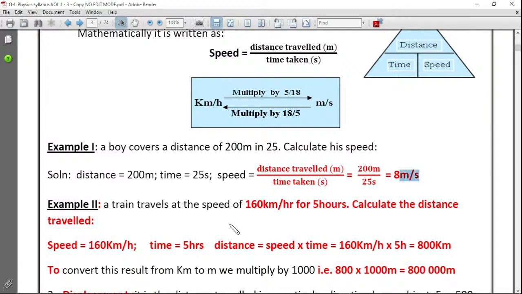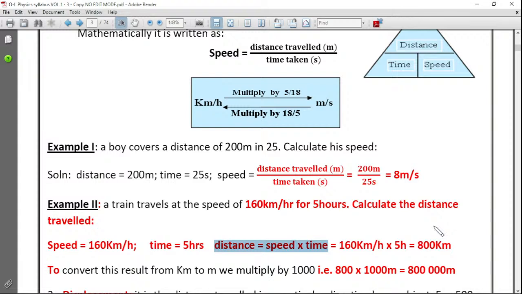A train travels at a speed of 160 kilometers per hour for 5 hours. Calculate the distance traveled. We don't need to change kilometers per hour to meters per second because they just need the distance. So the distance traveled will be equal to speed times time. That gives us 160 kilometers per hour times 5 hours, which is 800 kilometers.